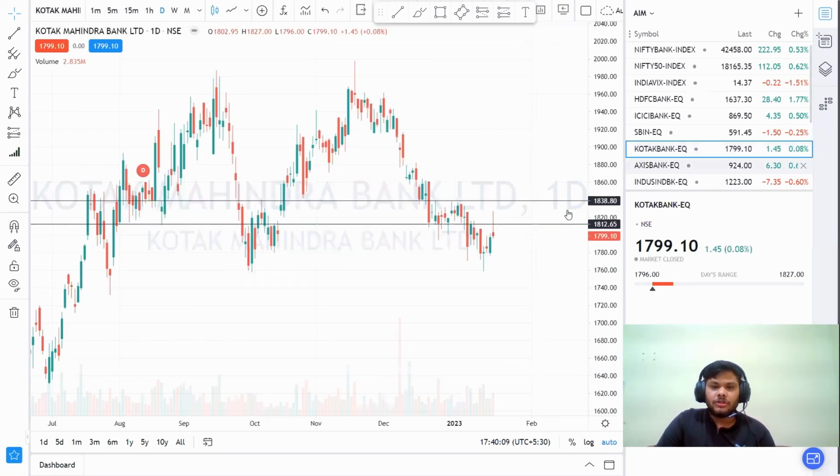Now let's look into Kotak Bank. In Kotak Bank, it tried to close above 1820 range, but it did not sustain there, and it looks more negative than other banks because it shows a super selling candle here, which is a shooting star candle.